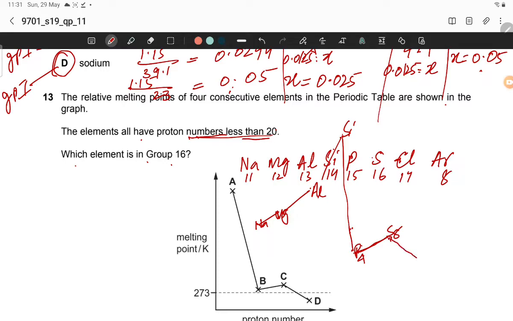Then again chlorine and argon. So this is the trend across the period in the periodic table. Silicon has the highest melting point, and in group 16, sulfur, phosphorus, chlorine, and this is silicon. So C is the best option.